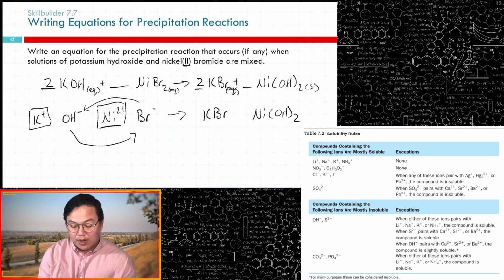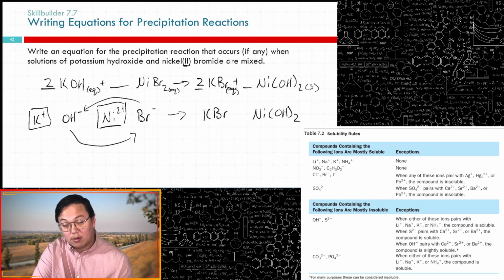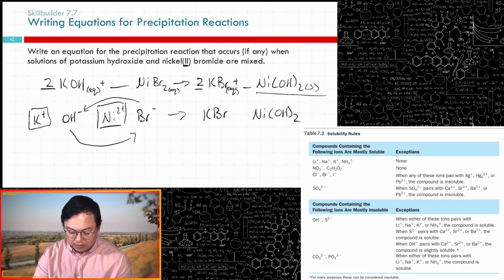So now we have 2 bromines on the right, 1 bromine on the left. We can see I have 1 nickel on the left and 1 nickel on the right. So we've balanced our chemical equation. And we know that nickel hydroxide is our solid.